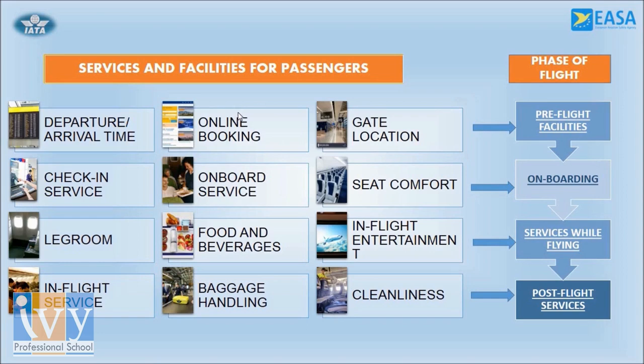The online booking is the second pre-flight facility that the passenger enjoys. What is the ease of booking the ticket online? Is the passenger able to book the seat that they want, whether it's the window, the aisle, or the middle one, whichever the passenger prefers? Are those facilities there on the online booking app or not? That's what the online booking facility covers.